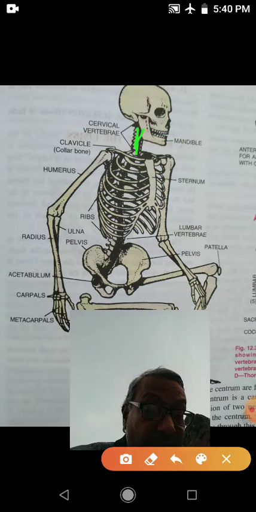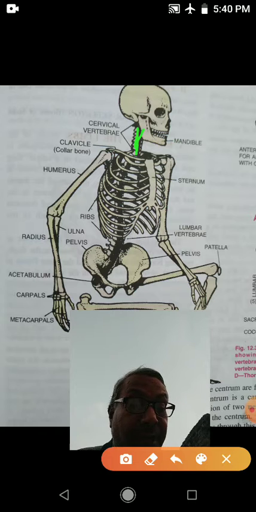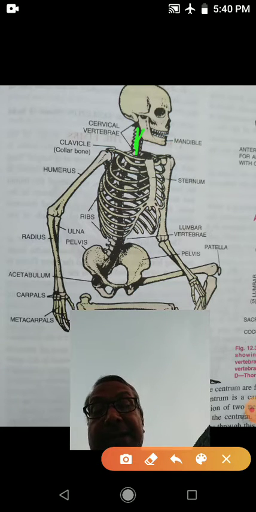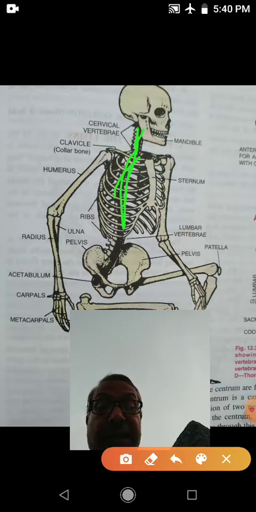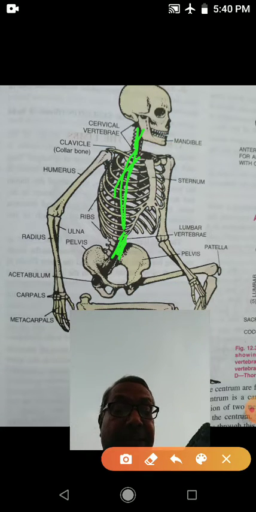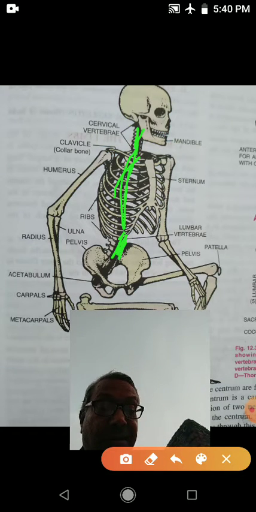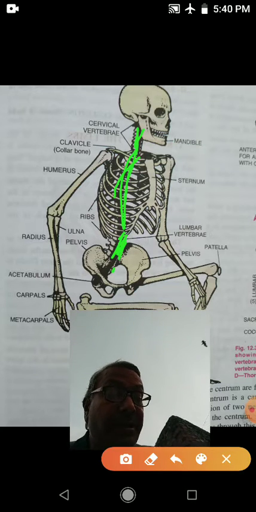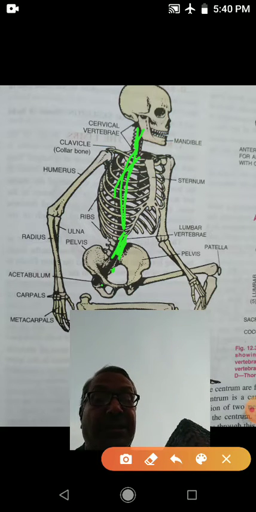There are 7 vertebrae in the neck region that form the cervical vertebrae. After that, there is the thorax. So in the thorax region, there are 12 vertebrae. Then 5 come in the lumbar region. This is the lumbar region, and in this 5 vertebrae are present. Again, the sacrum region and the coccyx region. Here the total vertebrae, 5, are present in the sacrum and 4 are present in the coccyx.